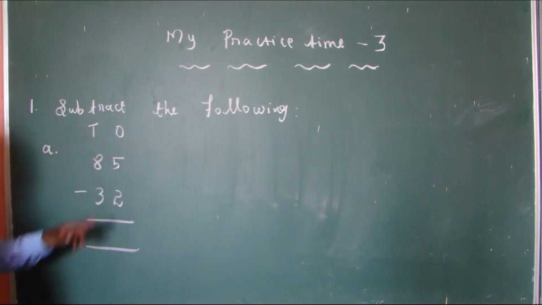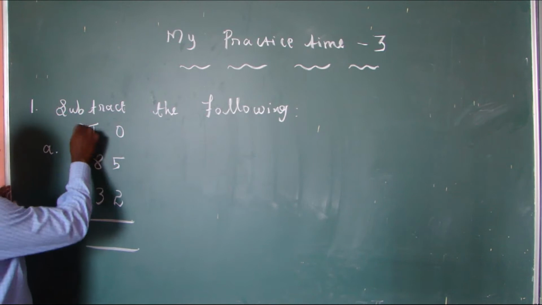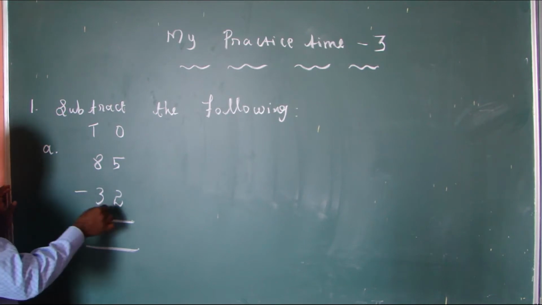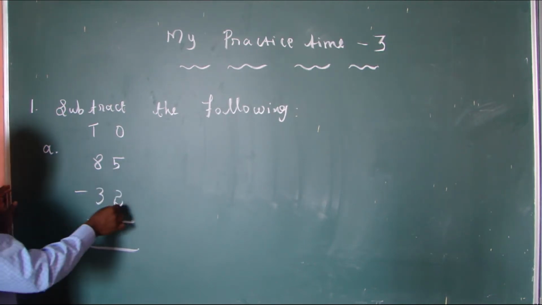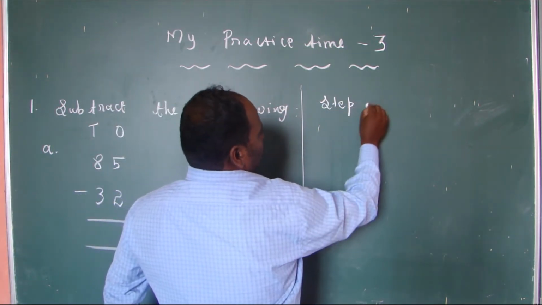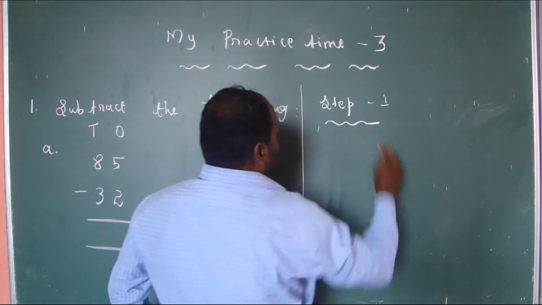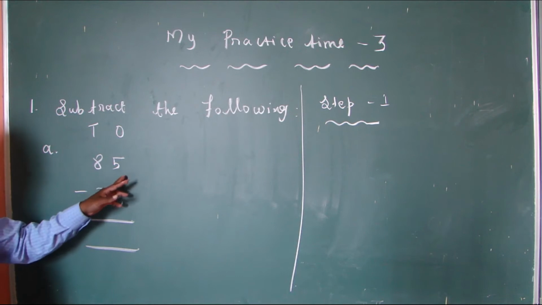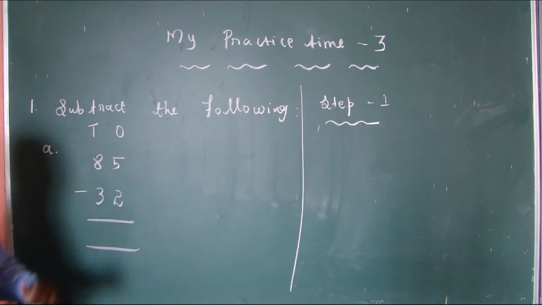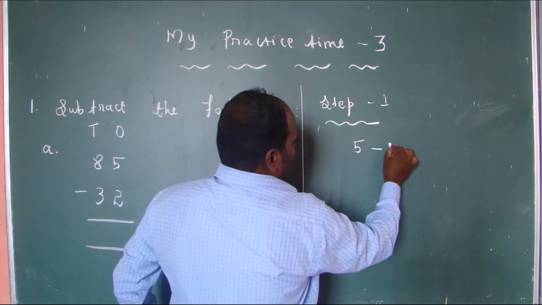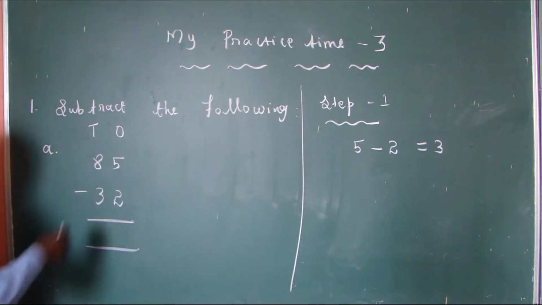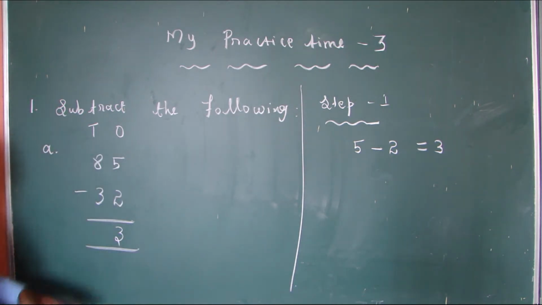Ones, tens. First we subtract the ones place. Step 1, let's solve the ones place: 5 minus 2. 1, 2, balance 3. So 5 minus 2 is equal to 3. Number 3, write in ones place.